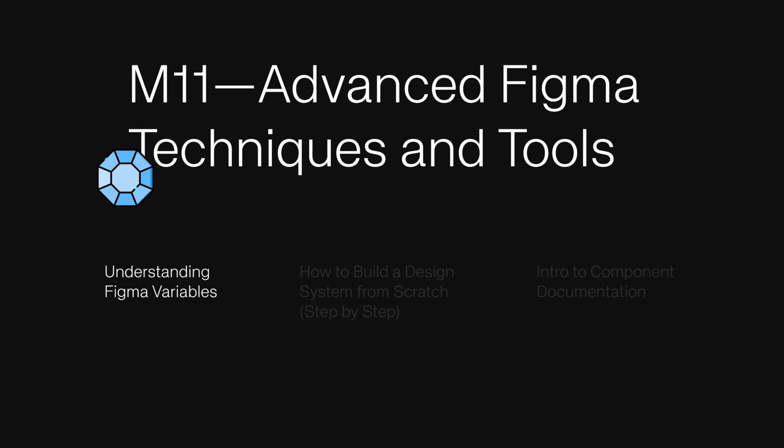When you think systematically and deliver excellence, businesses will love you. And here is the thing, you can even create a very well-crafted design system and sell it. You can turn it into a product and sell it for $100, $500, even $1,000 plus per purchase, creating a nice ongoing revenue stream. Here is the content of this video: understanding Figma variables, how to build a design system from scratch step by step, and an introduction to component documentation.